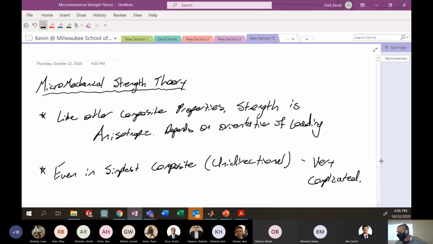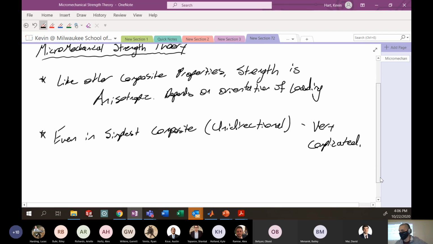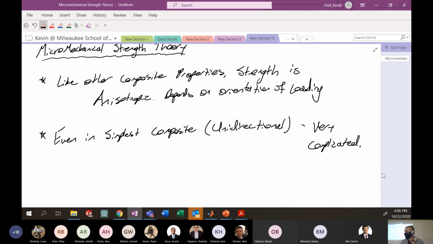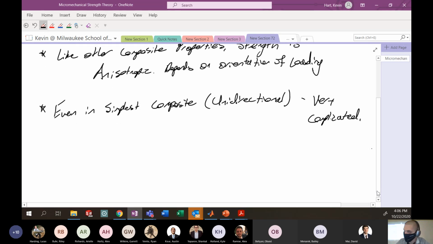Okay, and that's because you have multiple materials that each have their own failure strengths. You have stress concentrations that come from fibers, and you could possibly be loading in a variety of different directions where stiffnesses and ultimate strengths are different. Man, complicated, okay? So it depends on many things.